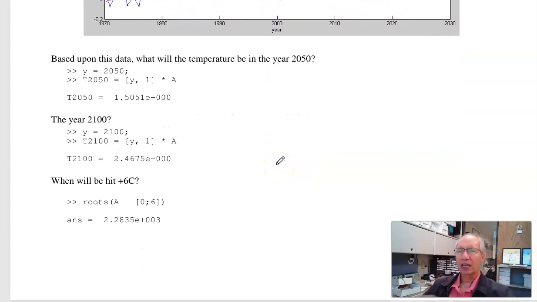From that data, I can extrapolate. What is the temperature going to be in the year 2050? If I make the year 2050 in my linear curve fit, ax plus b, it should be about 1.5 degrees warmer in 2050, and 2.46 degrees warmer in 2100. I'll be plus 6 degrees in the year 2283.